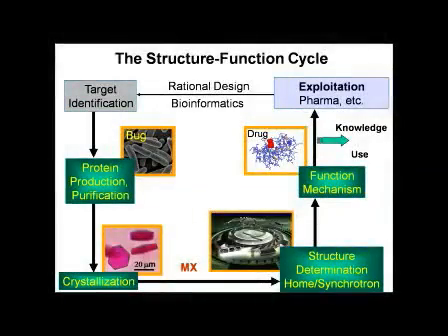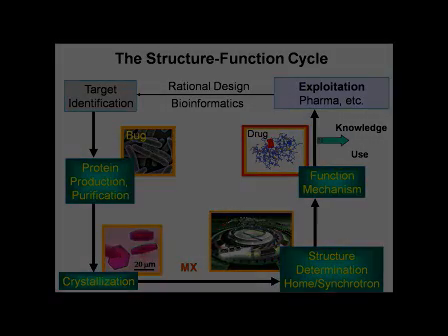As you can imagine, there are many steps involved in structure determination using macromolecular crystallography as illustrated here. Typically, these include identifying a membrane protein target and then producing, purifying, and crystallizing it. Diffraction measurements are performed on the crystal using a home or a synchrotron X-ray source. The diffraction data are processed, yielding an electron density map, which is then fitted with a molecular model.